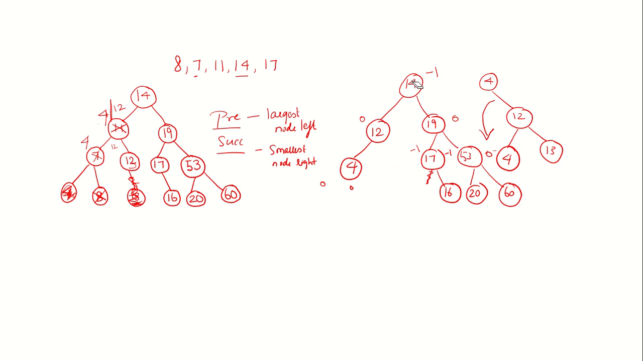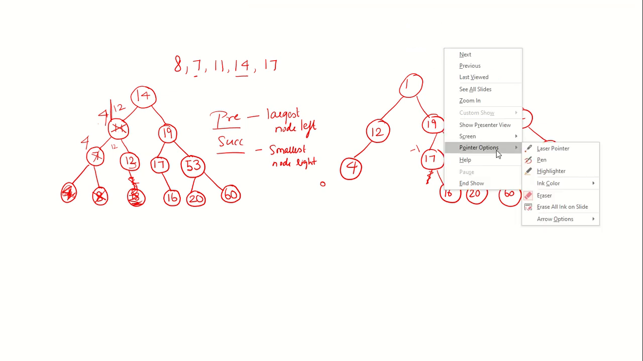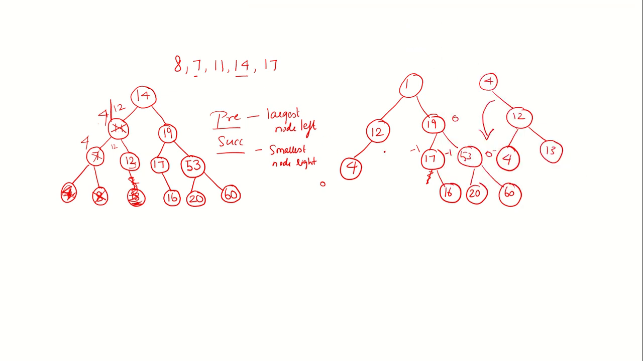So I'm going to replace 13 there. So this will be 13. Now again calculate the balance. So this will be 0. This will be 1 minus 0, 1. This will be 2 minus 3, that will be minus 1. The tree is balanced again.